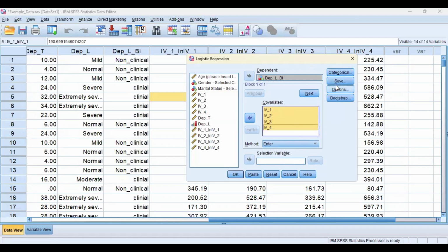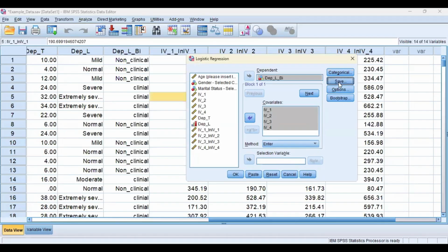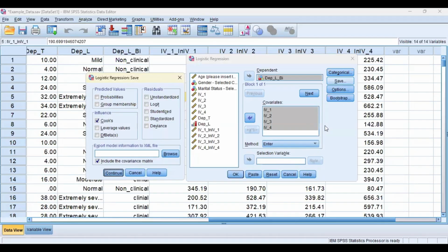It doesn't matter. In Save, this is the part that I talked about, influential outliers. So if I tick Cook's in this part, it can help me to check if there are any influential outliers in my data that can influence this specific regression model. So I just click on this. Again, Save, Cook's, Continue.